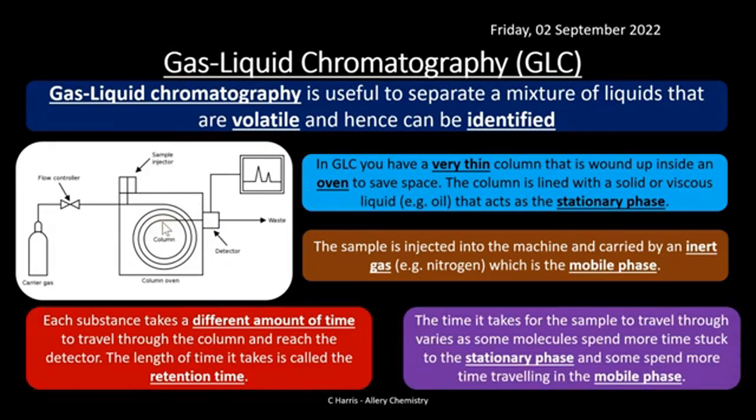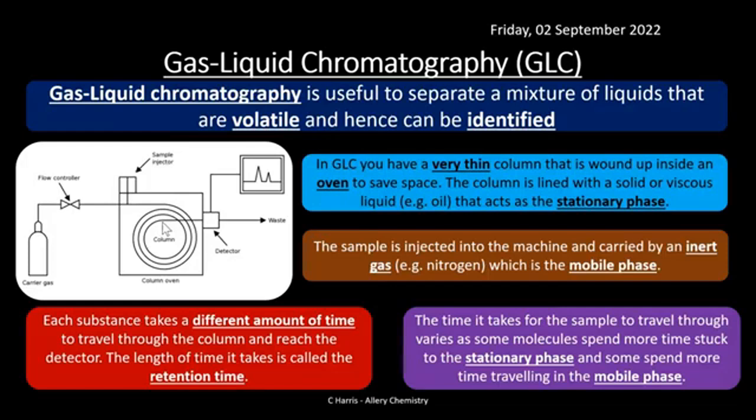So here is a GLC setup, and you can see that it's quite a big piece of equipment that sits on a desk. In gas liquid chromatography, there are a stationary and a mobile phase. The stationary phase is the column, and the mobile phase is a gas, which is inert and does not react with compounds.